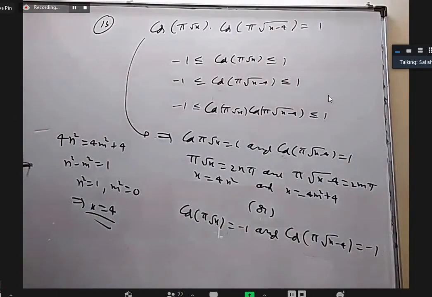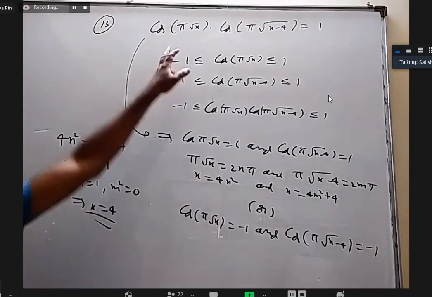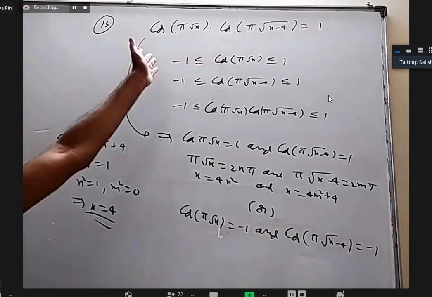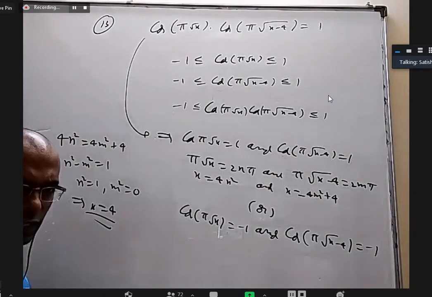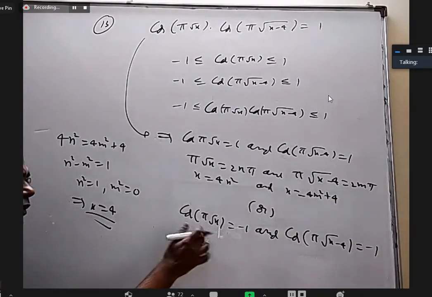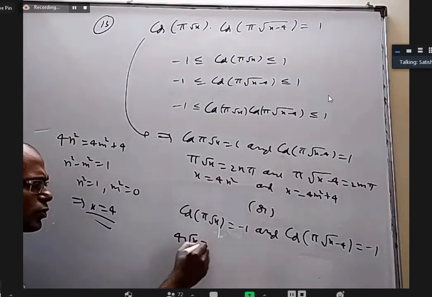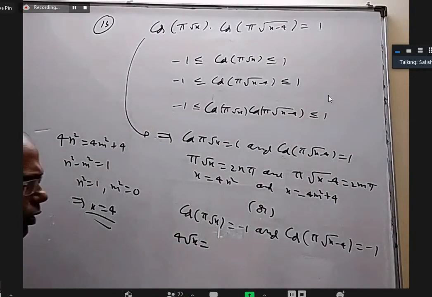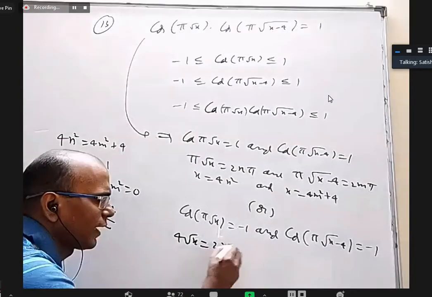We can all guess easily that 4 is the answer, because cos 0 is 1 and cos 2 pi is 1. Apart from that, we are checking in general whether there is any other general solution. Coming to this, if you want the cos value to be minus 1, pi root x should be 2 pi plus pi, that is 2n pi plus pi.